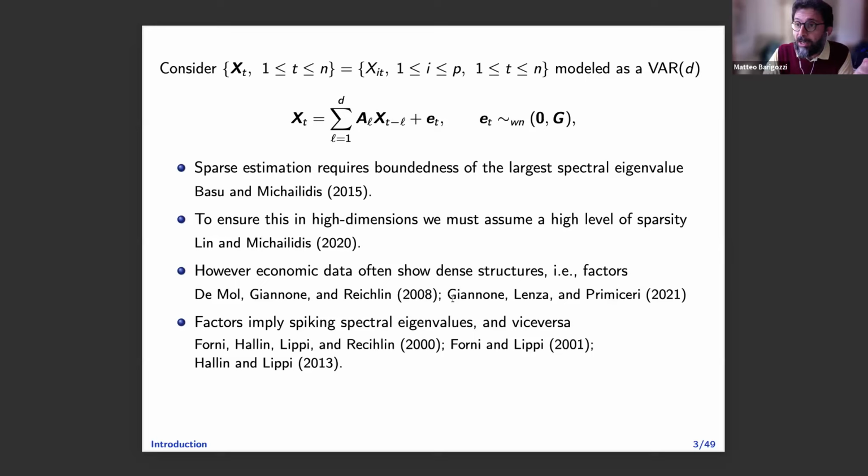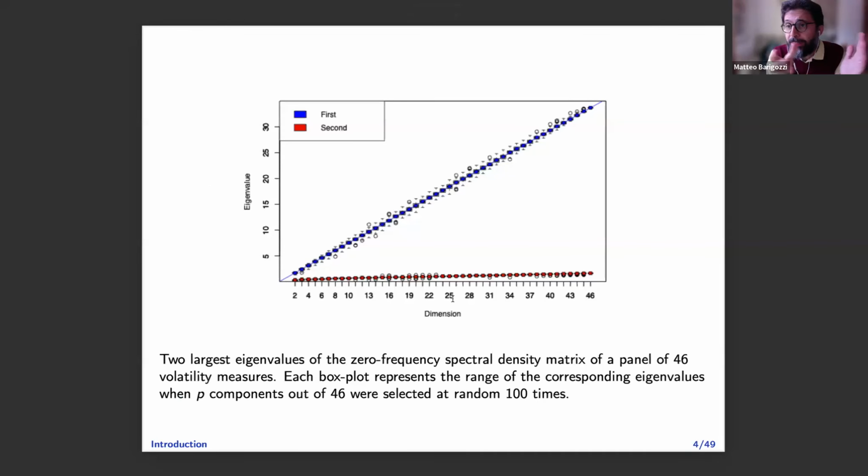Dynamic factors in the sense that they're common factors that are loaded by the series also with lags, possibly with infinite lags. Okay, and to show you what I mean, this is an example done with the data set that we analyze in this paper. We have 46 volatility measures. And then on the horizontal axis, you see the cross-sectional dimension. So that's P growing. So what does it mean? When you see 2, it means we took randomly 2 series out of 46, and we computed the spectral density, and we look at the 2 largest eigenvalues, the blue and the red. And then we go on doing that as P increases.